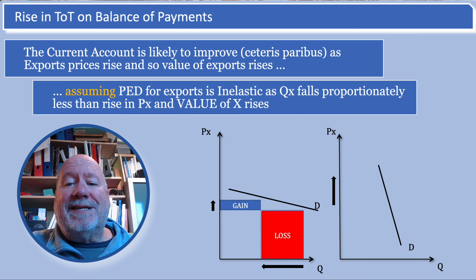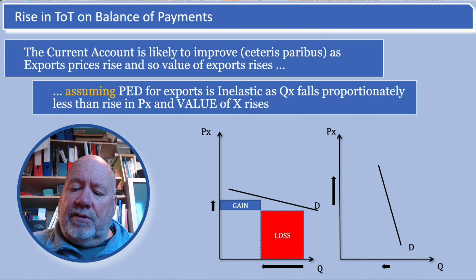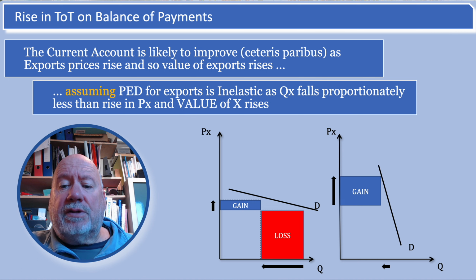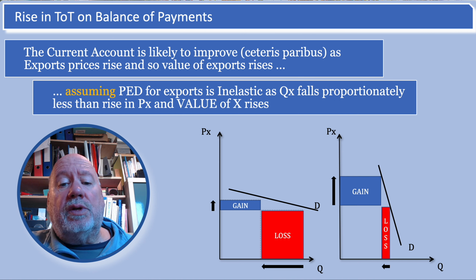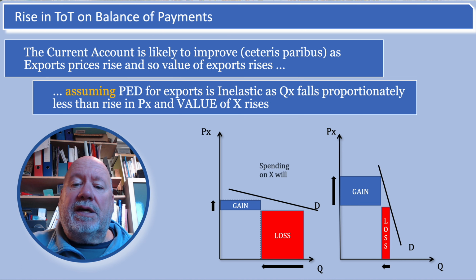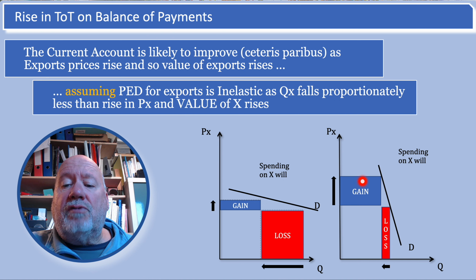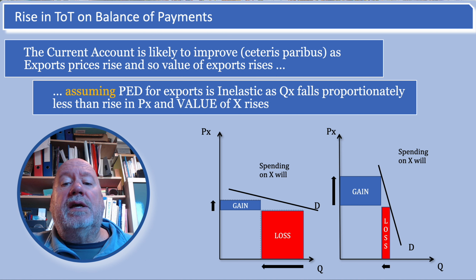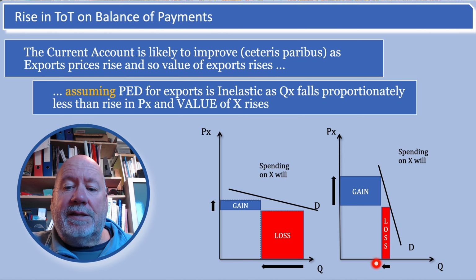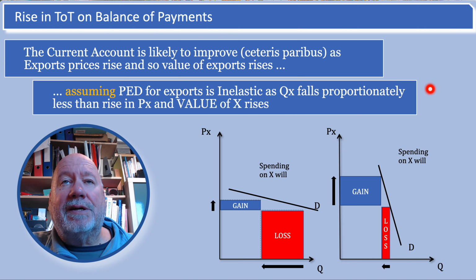In this diagram, when it's inelastic, the increase in the price is going to be very large, and we will only lose a small amount of our demand. So in that case, spending on exports here will rise. In this case, spending on exports is going to fall. So in other words, when the price of the export rises, because the terms of trade have increased, the increase in the price is going to be proportionately more than the fall in the quantity.